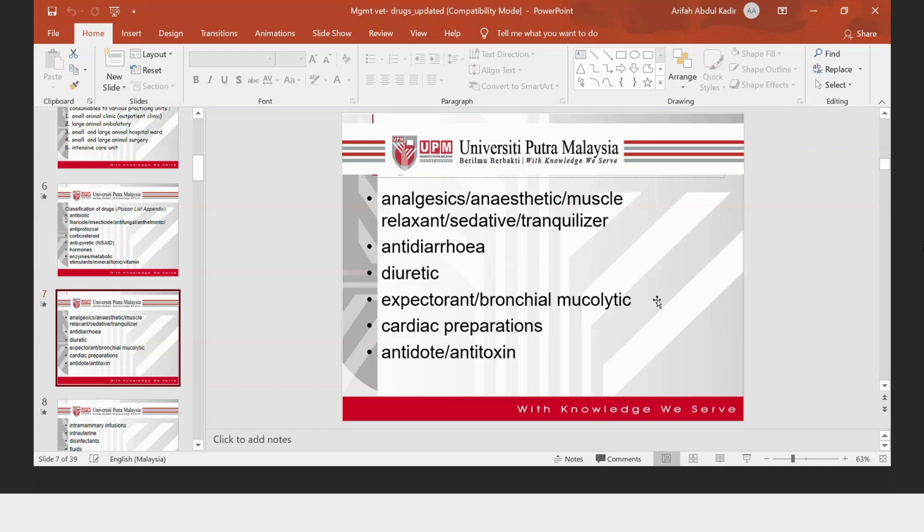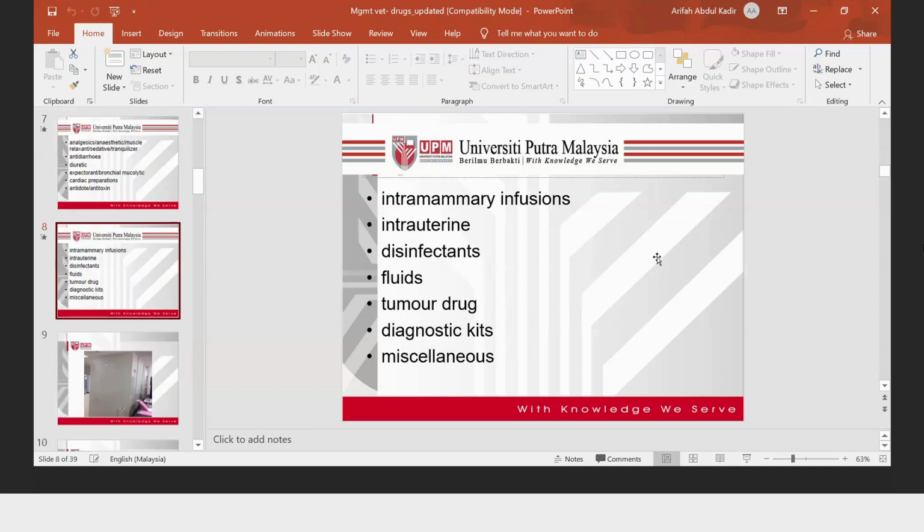Okay, and then cardiac drugs, and then antidote, antitoxin and so on. Okay. And then intra-mammary infusion. So these are mainly antibiotics, for mastitis and so on. Okay. Intrauterine. If there's any problem in the uterus, disinfectant fluids.